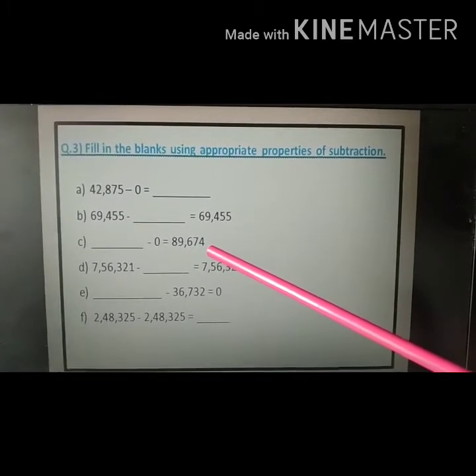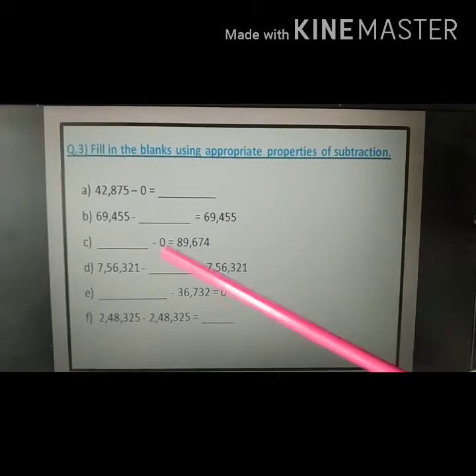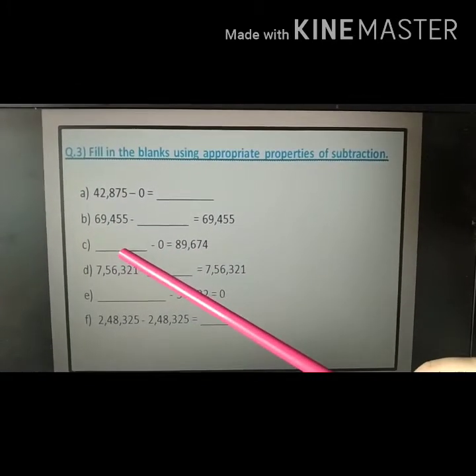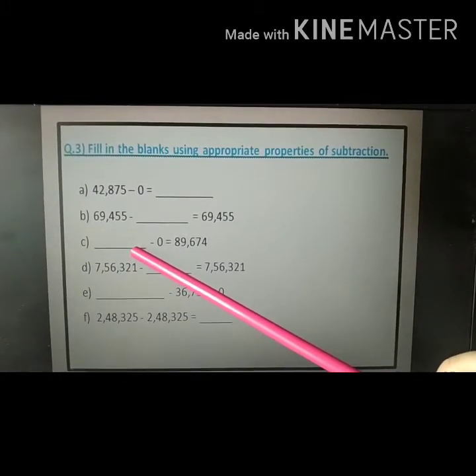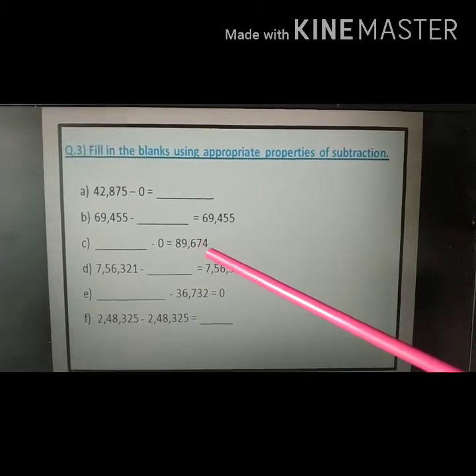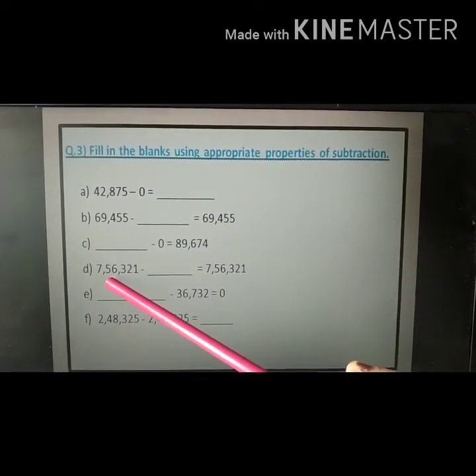89,674. As we know, if we subtract 0 from the same number, the answer will be the number itself. So 89,674 minus 0 is equal to 89,674. Next we will take some more big numbers.